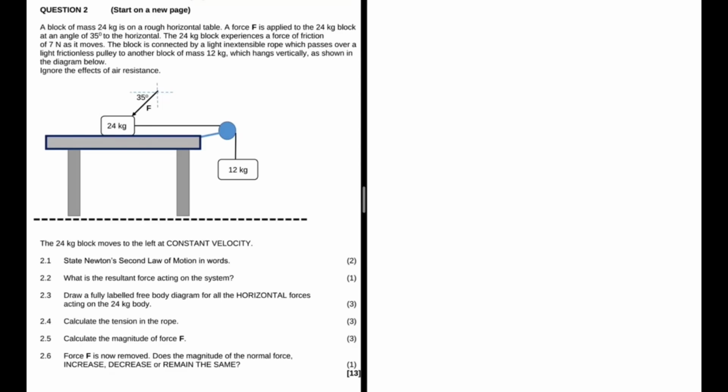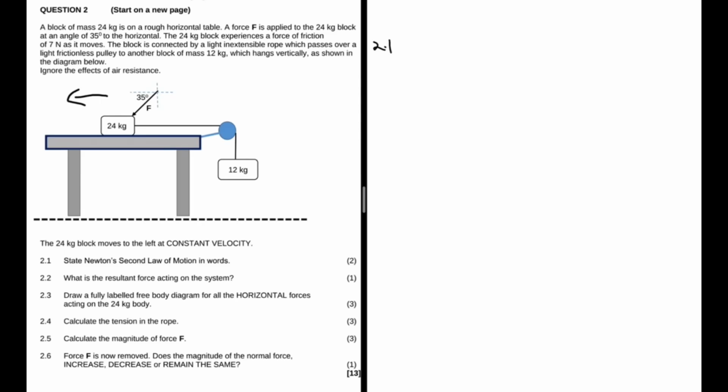It goes on to say that the block is connected by a light inextensible rope which passes over a light frictionless pulley to another block of mass 12 kg, clearly indicated on the sketch, which hangs vertically as shown in the diagram below. And we are told to ignore the effects of air friction, as we always do. And then it goes on to say that the 24 kg block moves to the left at a constant velocity. So the 24 kg block is moving to the left. Let's just indicate that.